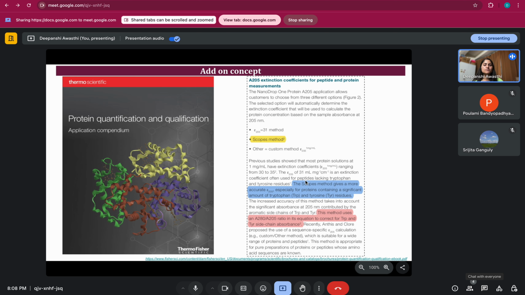Okay, and there are some add-on concepts because I have seen in your assignment there were a few questions which were not covered in the week 5 topics. So I have seen the protein quantification and qualification application compendium given by Thermo Scientific, in which they have mentioned that by looking at the absorbance for peptides and protein measurements, there are 3 different methods.